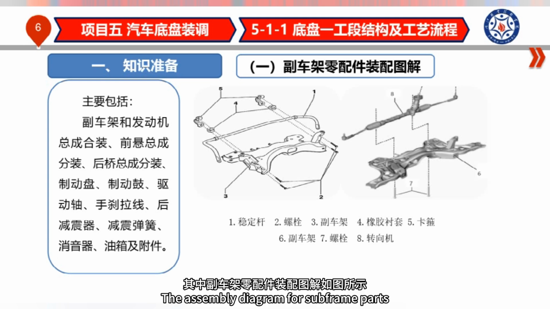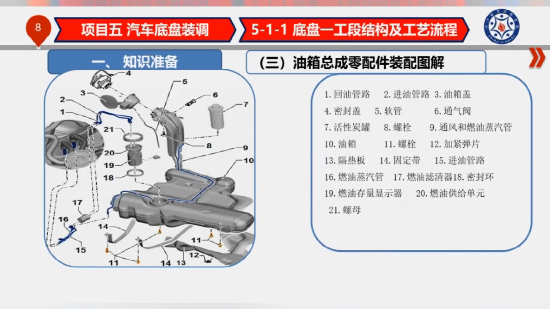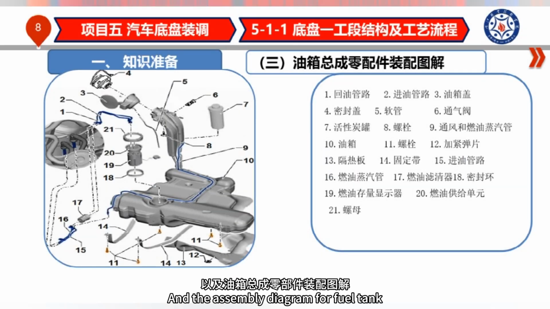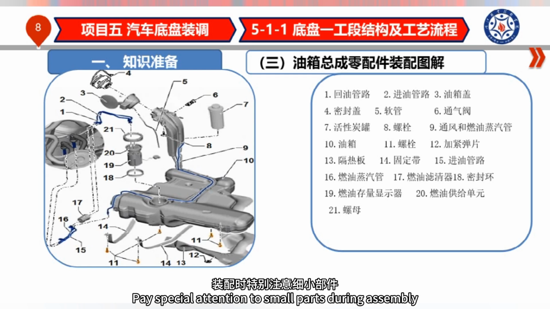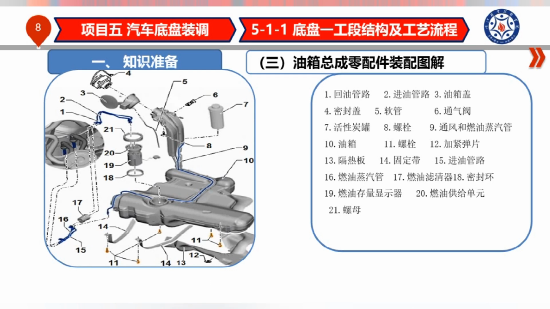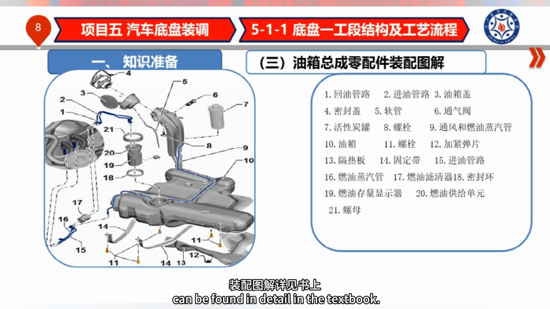The assembly diagram for subframe parts and components is shown in the figure. The assembly diagram of the front suspension and subframe mating assembly is also shown in the figure. And the assembly diagram for fuel tank assembly parts and components is shown in the figure. Pay special attention to small parts during assembly to ensure assembly completeness. Furthermore, assembly diagrams for front suspension parts, rear axle parts, and rear axle shock absorber parts can be found in detail in the textbook.